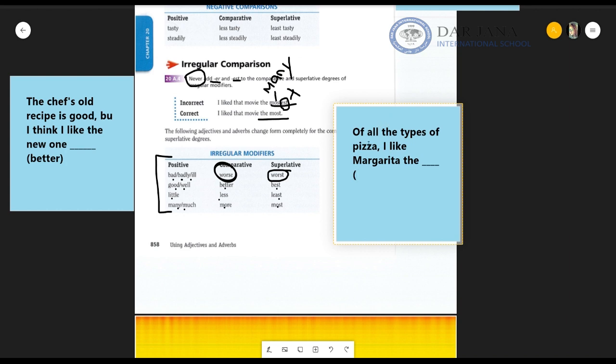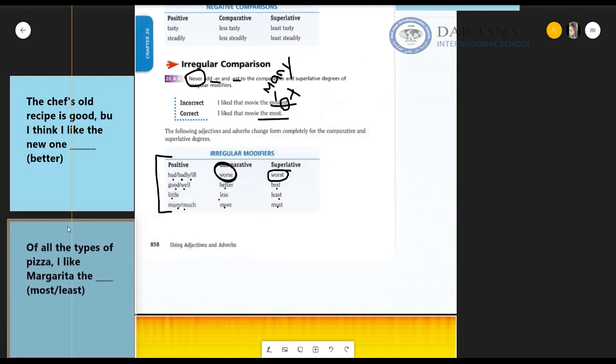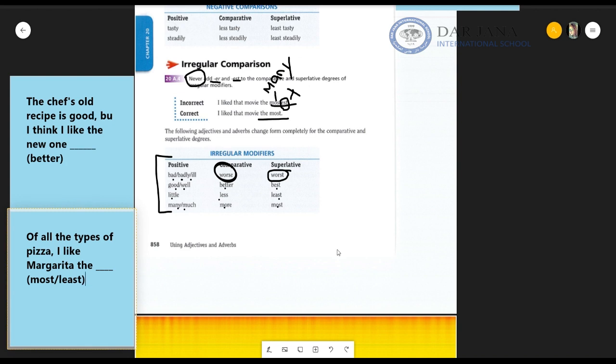So I have of all the types of pizza, and I have so many types, so this is definitely more than two. So I'm going to use the superlative form. So you like it either the most or the least, again depending on what you prefer or what you want to convey, a positive response or a negative response.